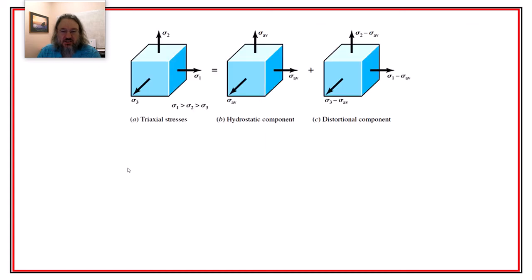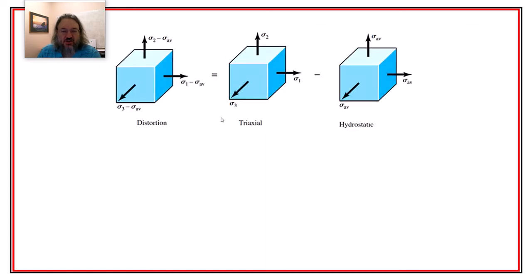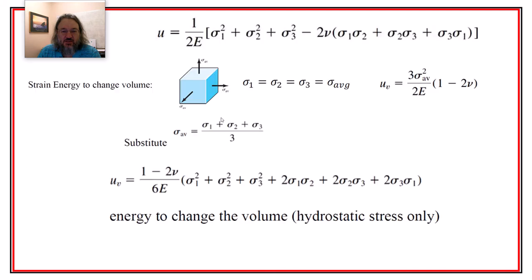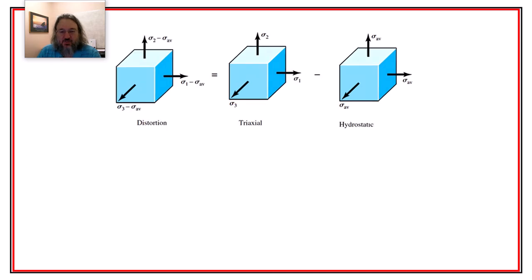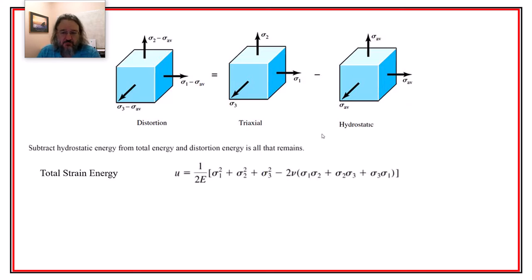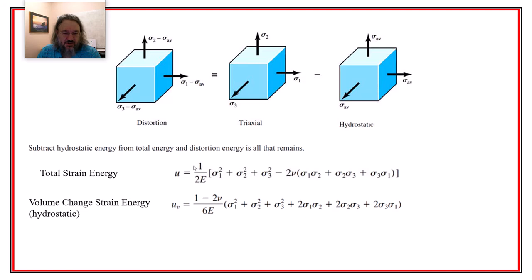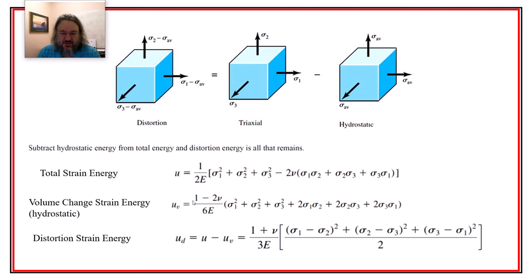All right, so let's take that, and I'm going to reverse this thing right here. I have to go back to this. You can see this is the original arrangement. Now just flip it around. We want to find the distortion part by taking the basic strain energy and subtracting out the hydrostatic. So here's the total strain energy, here's the volume strain energy. If we subtract one from the other, we end up with this equation right here. I've skipped the algebra, but that's the basic idea.